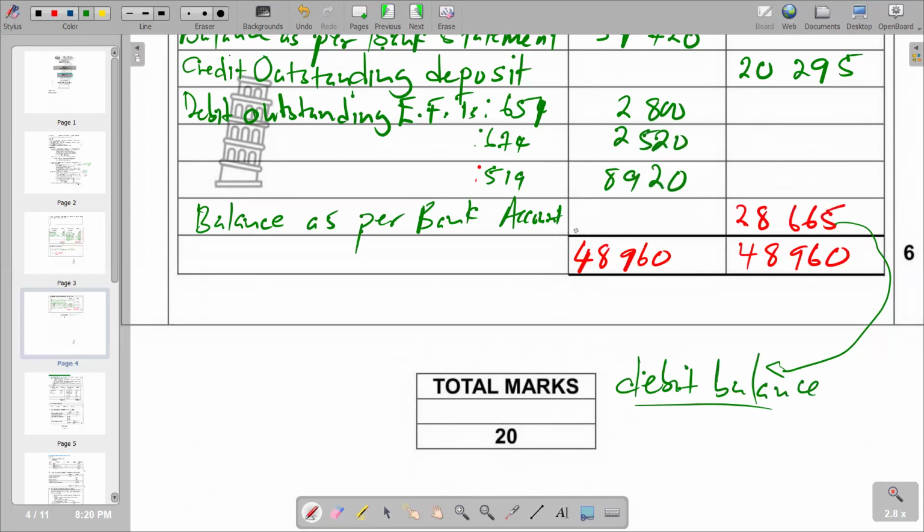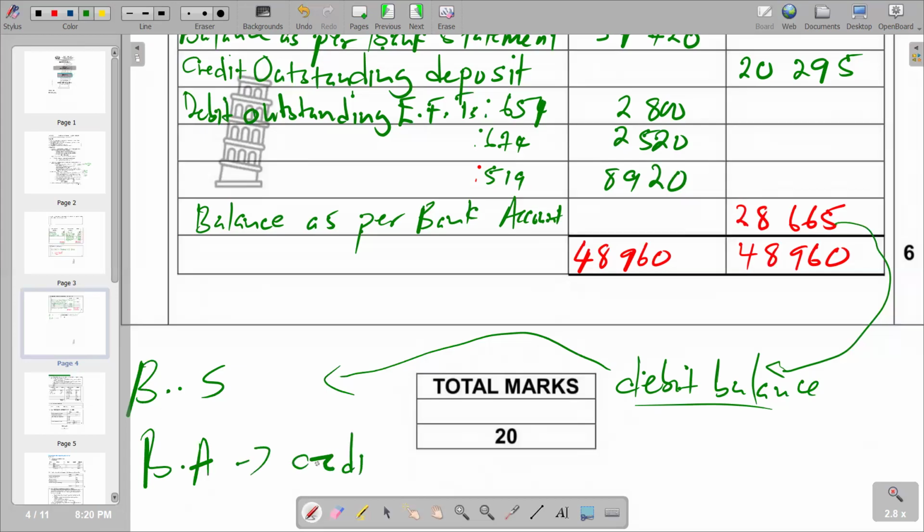Why is it a debit balance? It's a debit balance because we have our CD on the credit, so our BD is on the debit. So where we have our BD is the representation of the balance. So we've got a debit balance on the bank statement. But in the bank account, it's a credit balance. It becomes the opposite. It's a credit balance.